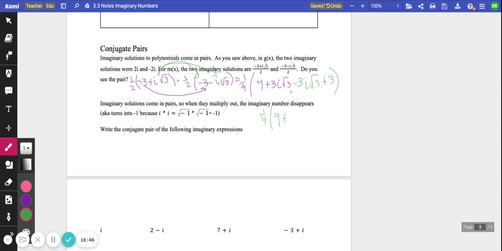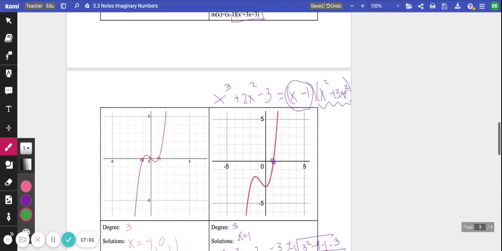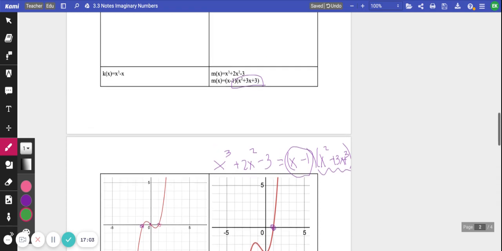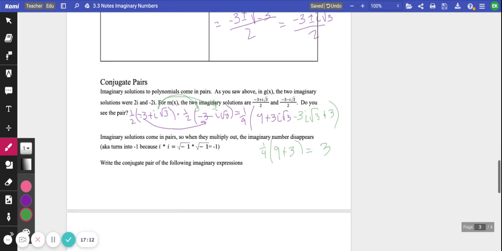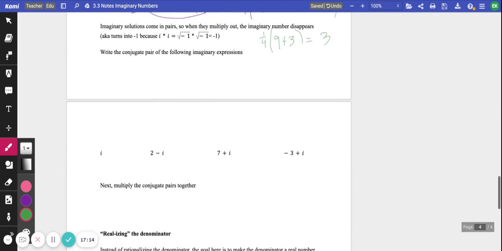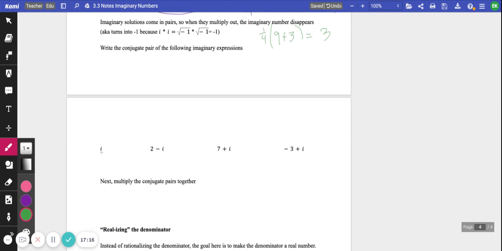and then plus 3i square root of 3 and minus 3i square root of 3 cancel out, because if you have 3 and negative 3, they go away. So I get 9 plus 3, which is 12, and 12 divided by 4 is 3, which is that 3 at the end of your equation right there. So that's why imaginary numbers always come in pairs, so they can multiply out and they won't be in your final equation. So let's practice writing the conjugate pairs of each of these imaginary expressions.